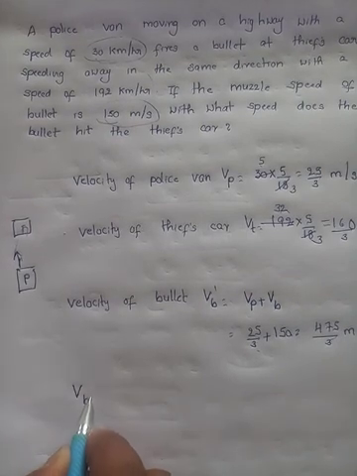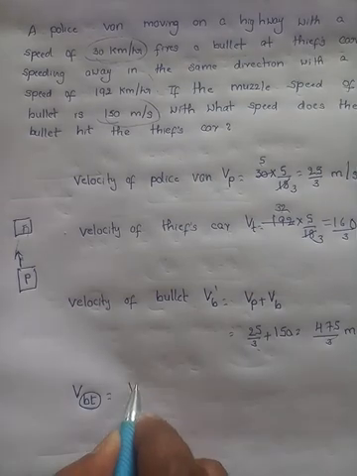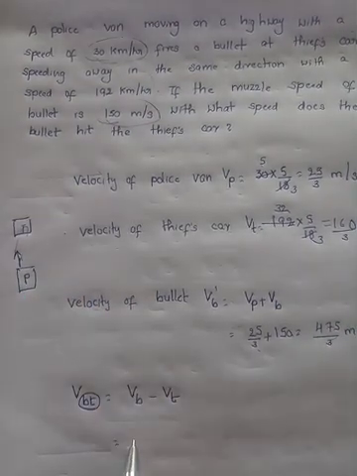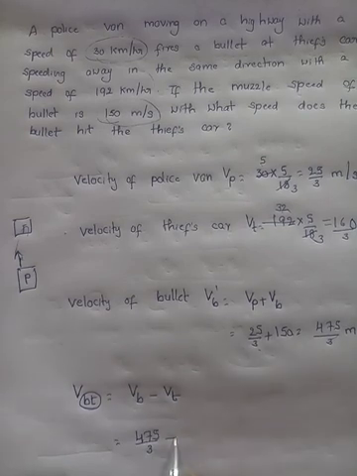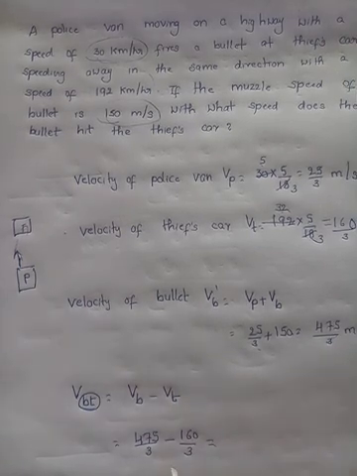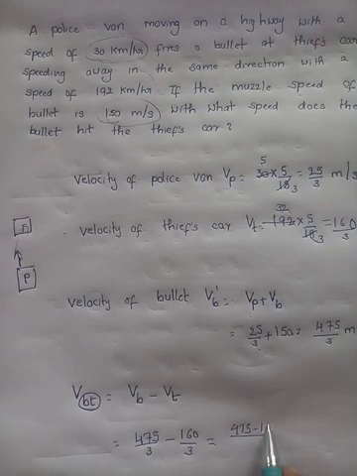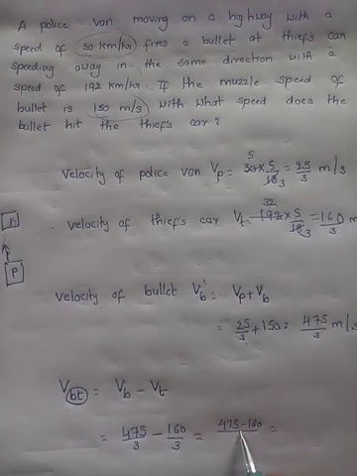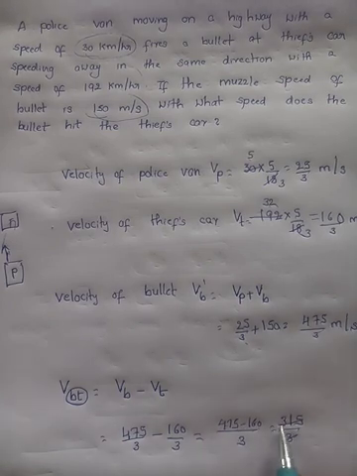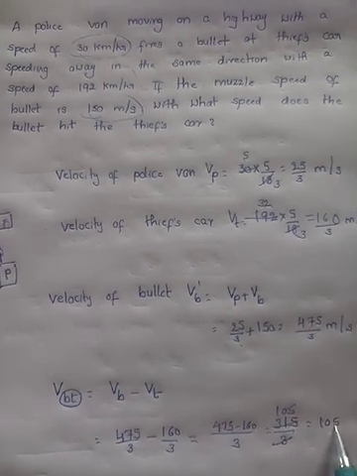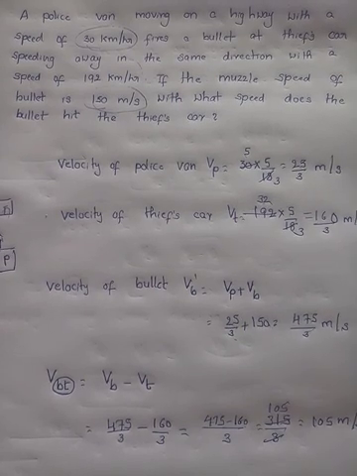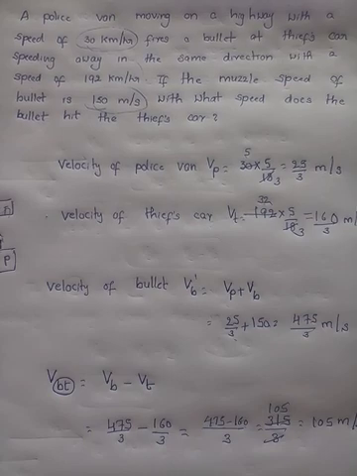So VBT, the velocity of the bullet with respect to the thief's car, equals VB minus VT, because both are moving along the same direction. The velocity of the bullet is 475 by 3 minus the velocity of the thief's car, 160 by 3. So 475 minus 160, divided by 3. How much do you get? 315 by 3, which is 105. So the velocity with which the bullet hits the car is 105 meter per second. So this is about relative velocity, and the question is based on relative velocity. Thank you students.